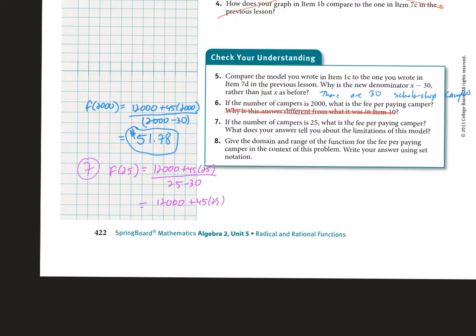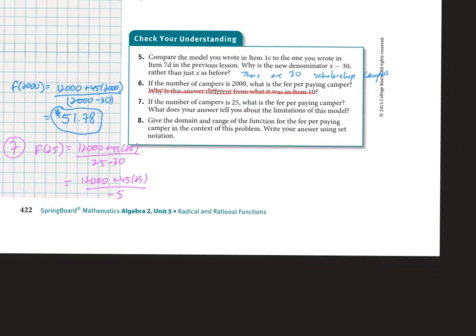So what does that mean? Well, my fee is negative. It really doesn't make sense, because of those scholarship pieces. So that answer, what does it tell me about the limitations of this model? It doesn't make sense if my campers are under 30. That's really the limitation there.